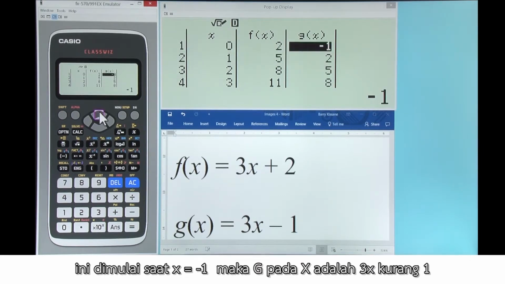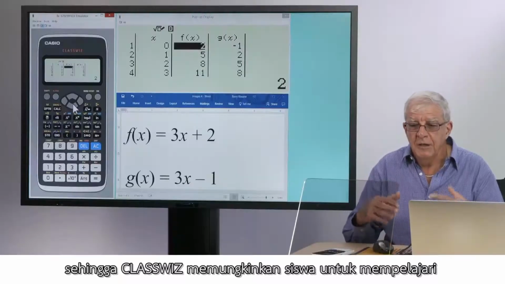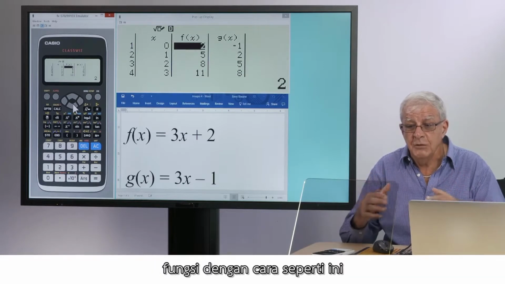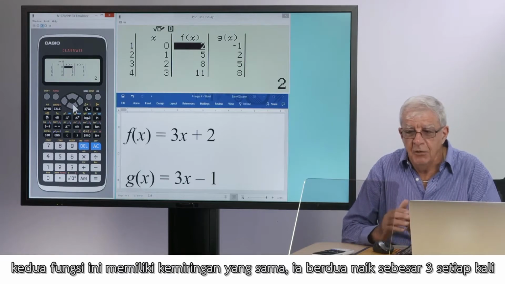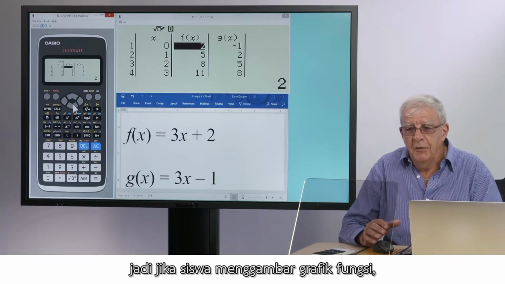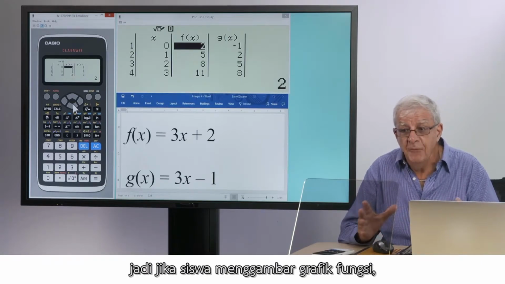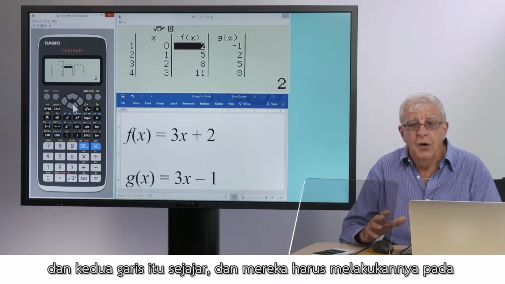This one starts at -1, g at x is 3x subtract 1, and this one starts at 2, f at x is 3x add 2. So the ClassWiz allows students to explore functions in this kind of a way. Both of these functions have the same slope. They both go up by 3 each time. So if the students were to draw a graph of the function, they will see that the graphs are always 3 apart and that the two lines are parallel.